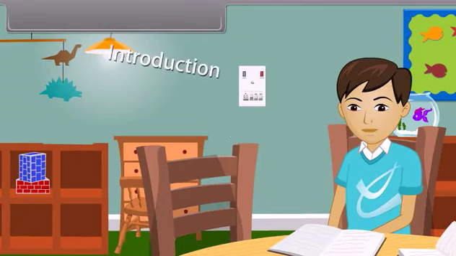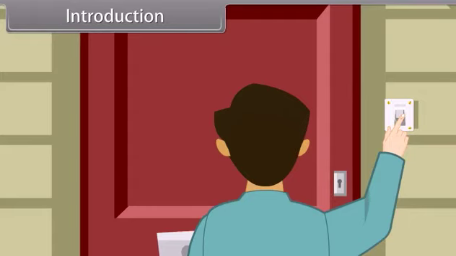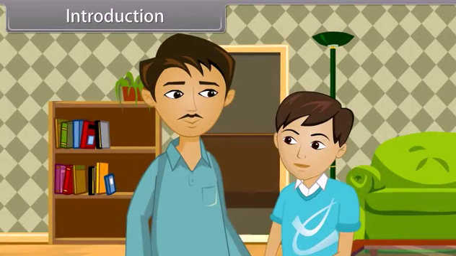Introduction. Today, Ravi is alone at home. He's doing his study. Suddenly, the doorbell rings. He opens the door and greets with a smile on seeing his father. Ravi asked his father how the doorbell works.